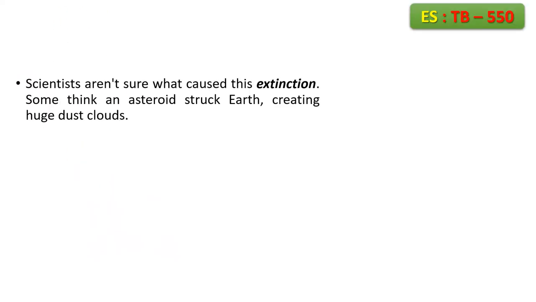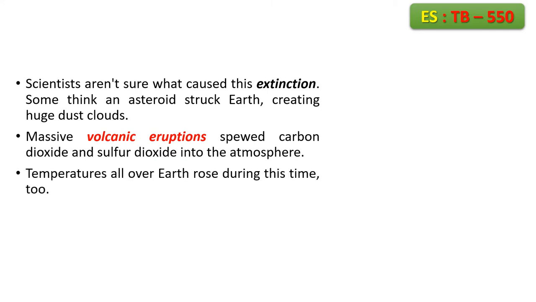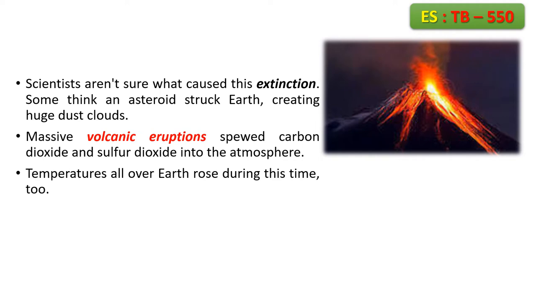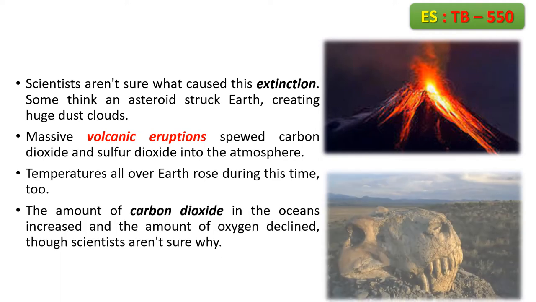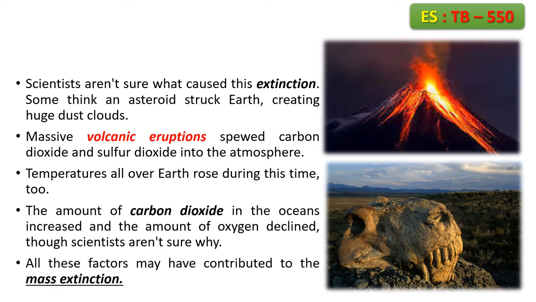Now let us check the causes of mass extinction. Scientists are not sure what caused this extinction. Some think an asteroid struck Earth, creating huge dust clouds. Massive volcanic eruptions spewed carbon dioxide and sulfur dioxide into the atmosphere. Temperatures all over Earth rose during this time too. The amount of carbon dioxide in the ocean increased and the amount of oxygen declined. Though scientists are not sure why it happened, most probably all these factors may have contributed to the mass extinction.